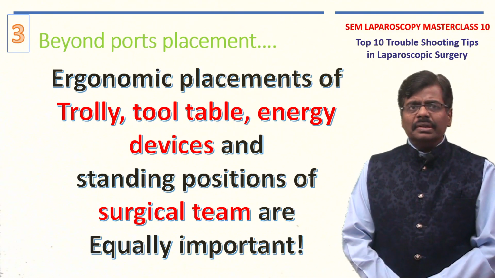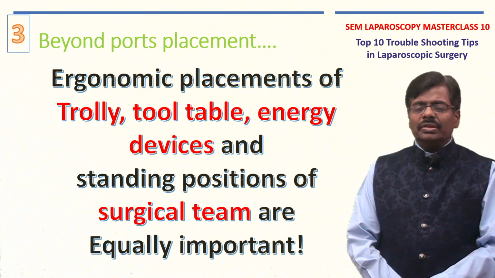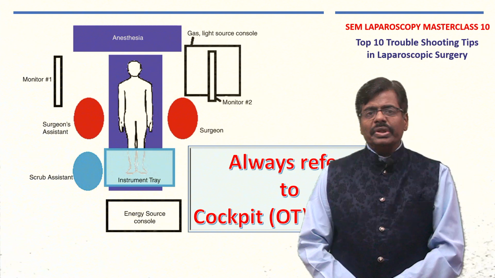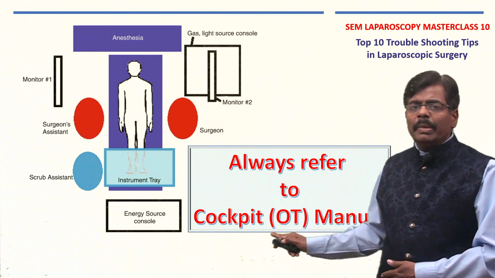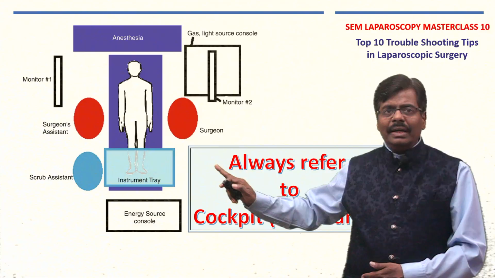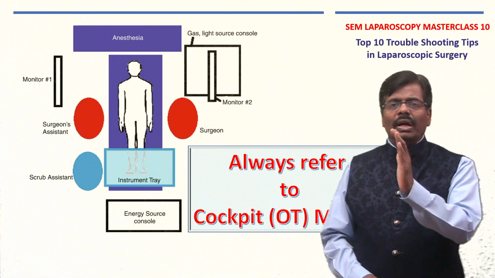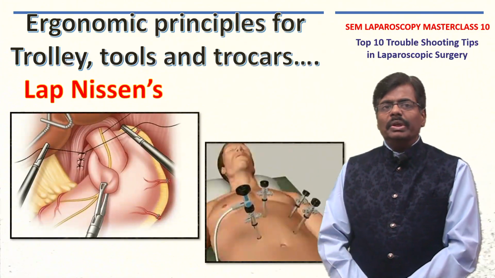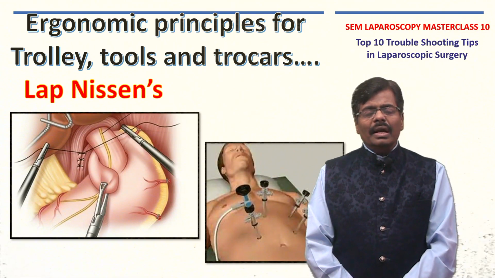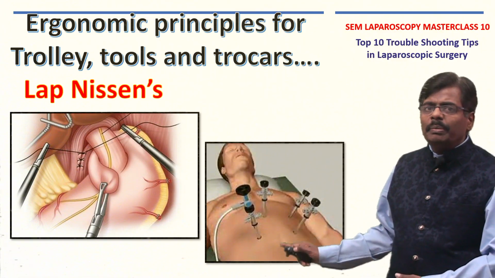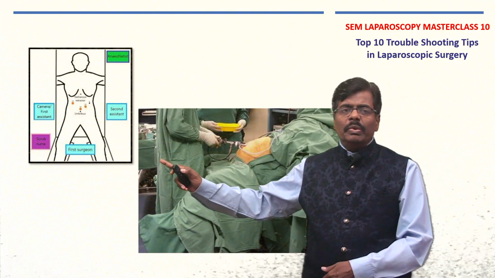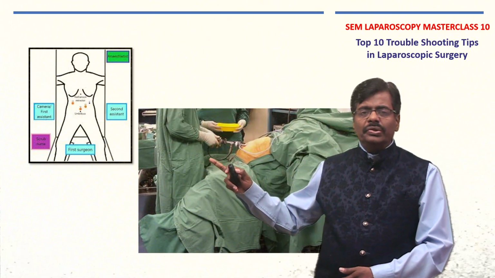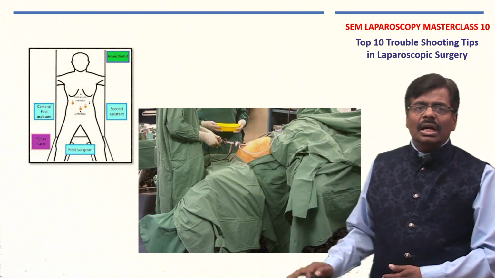And the third important thing, apart from the port placement, is where you keep your trolley, the tool table, the energy devices, where all you are going to stand; they all matter. So, always have a cockpit manual where a diagram is drawn and tells exactly, for a lap appendix, this is the way we do. For lap chole, this is where I will be standing, and this is where I want all the tables and trolleys to be. You should clearly see, for example, in a lap Nissen's, we know where the ports have to be placed, but also whether it is going to be the French position, which we normally prefer, where I stand between the patient's legs, where the anesthetist is going to stand, where all the monitors and your assistants are, and how the position is going to be.